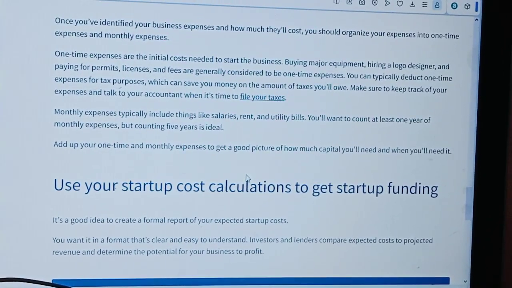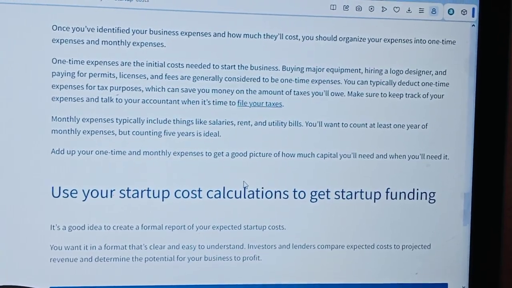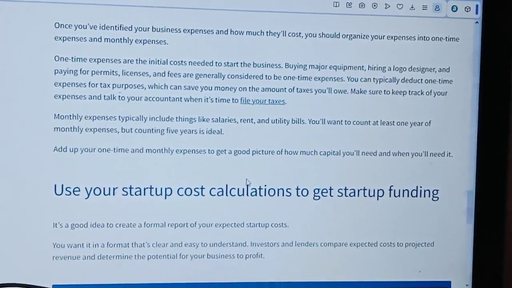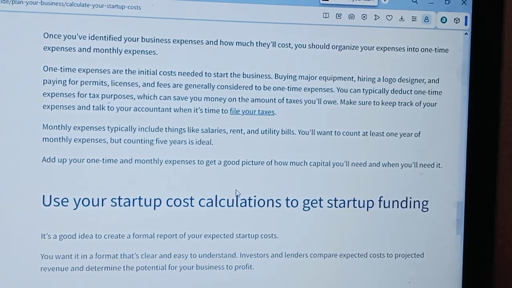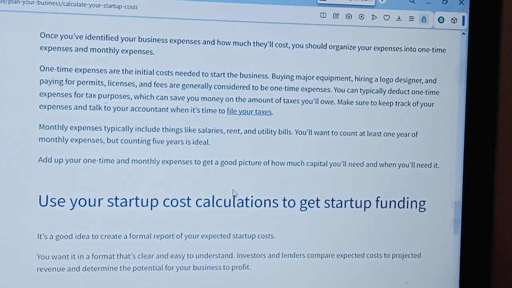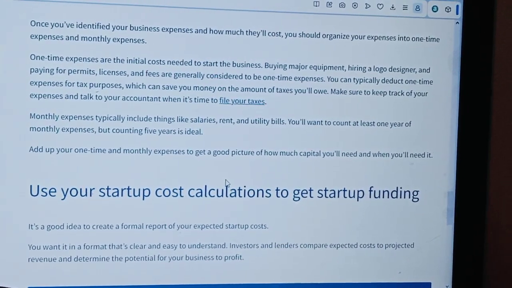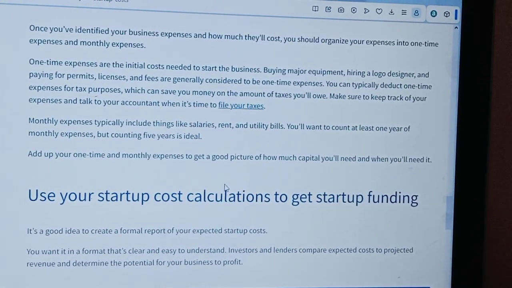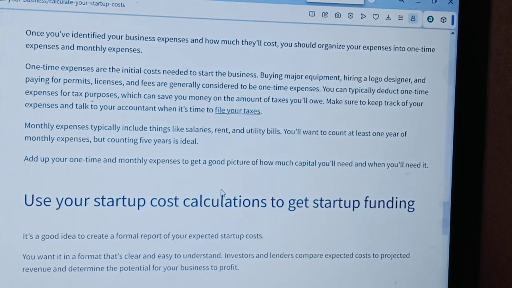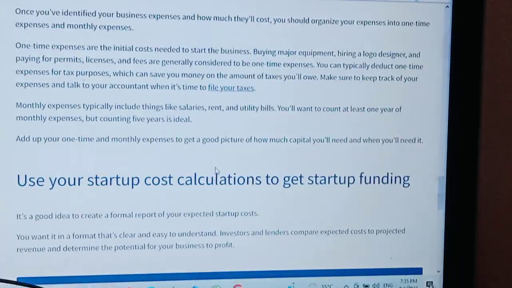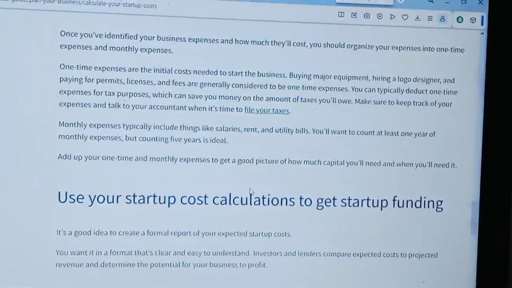Use your startup cost calculation to get startup funding. It is a good idea to create a formal report of your expected startup cost. You want it in a format that is clear and easy to understand. Investors and lenders compare expected cost to projected revenue and determine the potential of your business profit.